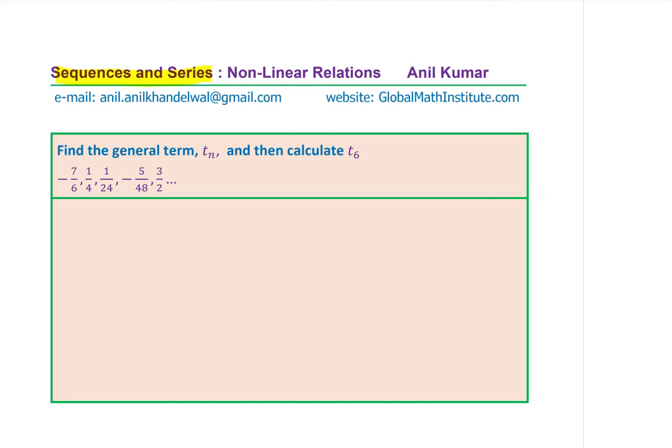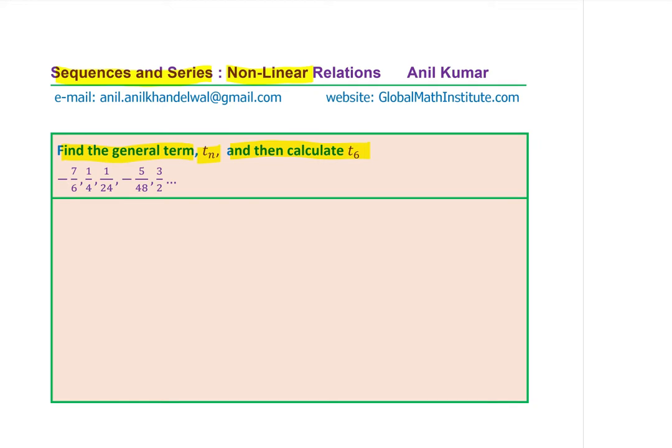We'll take up a sequence which is non-linear in nature. The sequence is given to us. We need to find an equation in the form of a general term, which we'll call t of n, and then we'll calculate the value of the next term.